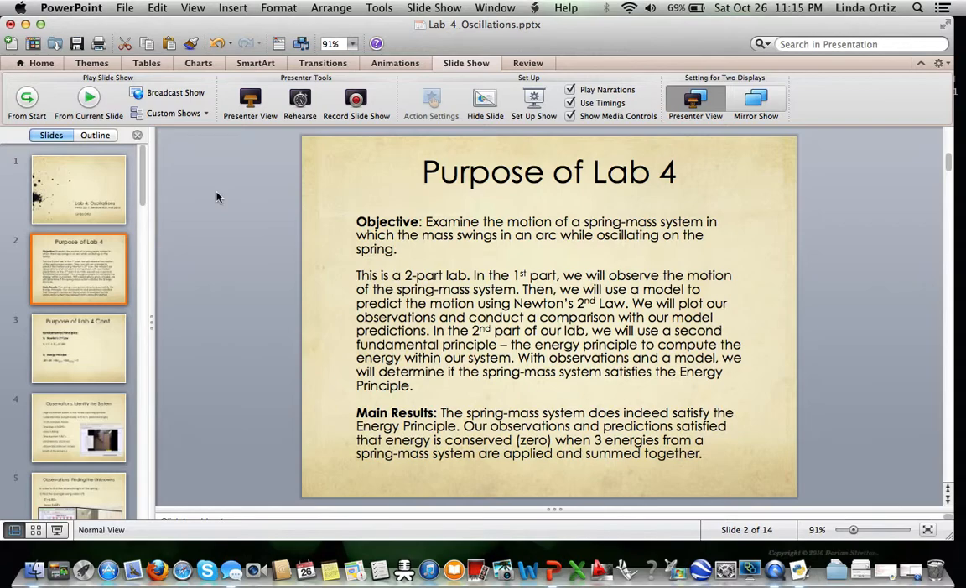Then we will use a model to predict the motion using Newton's second law. We will plot our observations and conduct a comparison with our model predictions. In the second part of our lab, we will introduce a second fundamental principle, the energy principle, that will compute the energy within our system. With observations and a model, we will determine if the spring mass system satisfies the energy principle. And as a main result at the end of our lab, we will determine that the spring mass system does indeed satisfy the energy principle.